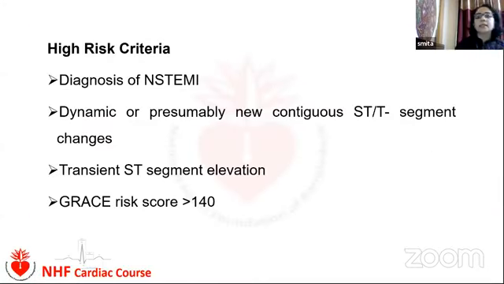And the ESC guideline recommended high-risk criteria include the diagnosis of non-STEMI, dynamic, presumably new ST segment changes, transient ST segment elevation, and a GRACE risk score of more than 140.